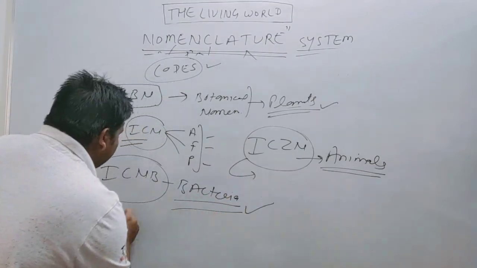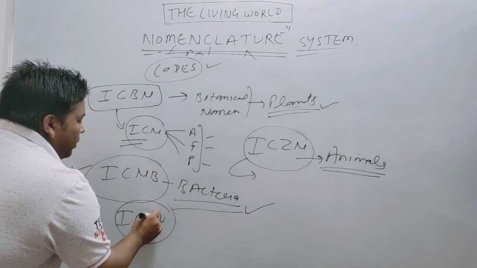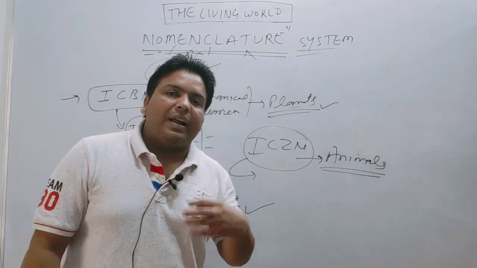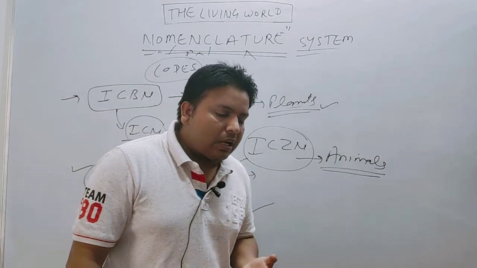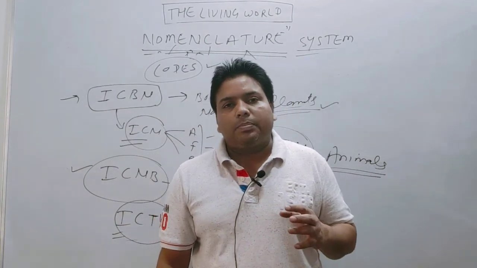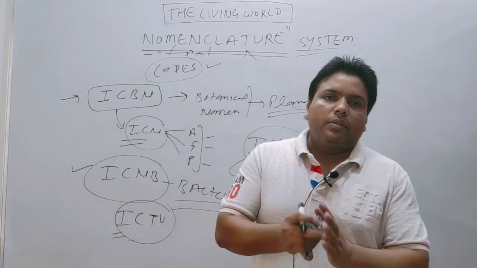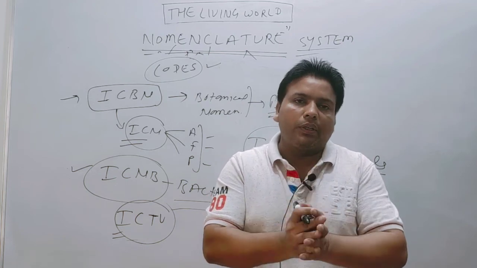वायरस के लिए भी है, ICTV, इंटरनेशनल कोड फॉर टैक्सोनॉमिकल नोमेनक्लेचर ऑफ वायरसेस. तो these all are given the codes, these bodies are giving the codes or the rules or the instructions to name the various plants, animals, fungi, algae and bacteria or virus. So I hope कि ये आपको टॉपिक समझ में आ गया होगा. थैंक यू सो मच.